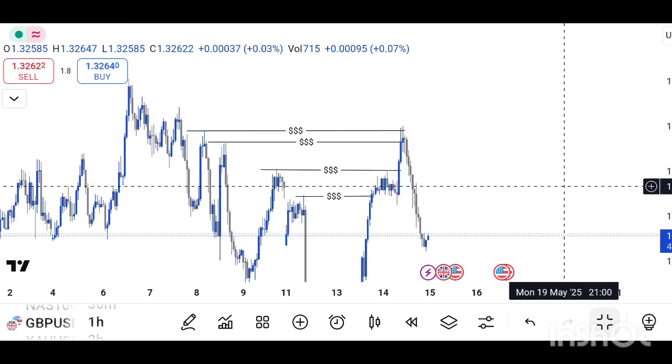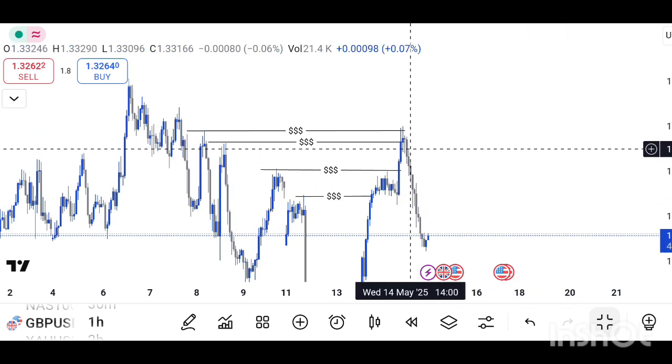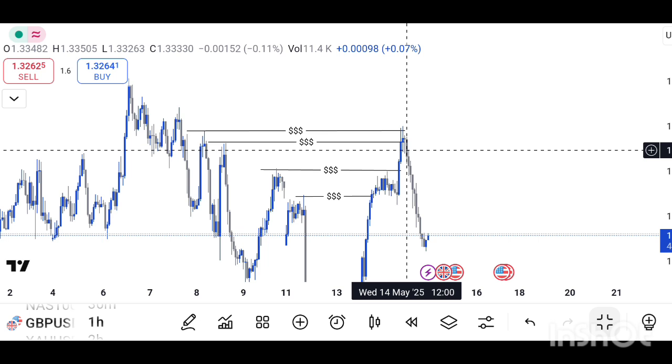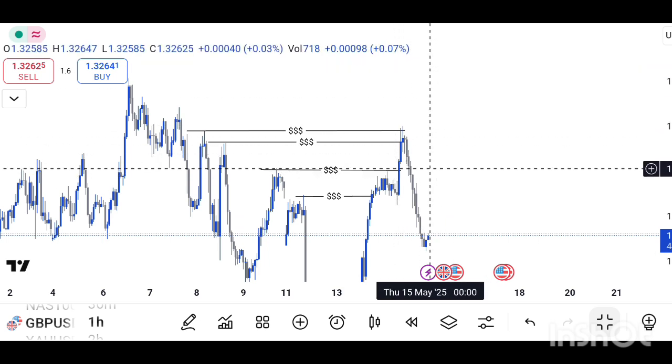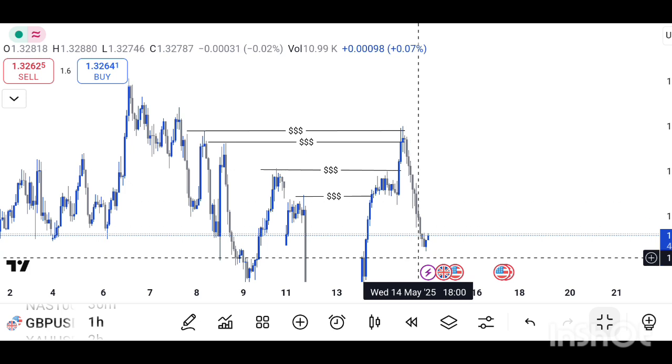Imagine you come, you see market here. A lot of people will say maybe this is a pullback, maybe it will come here, bounce off here, buy. You know this is a liquidity sweep. You take your sell, you make your profits.